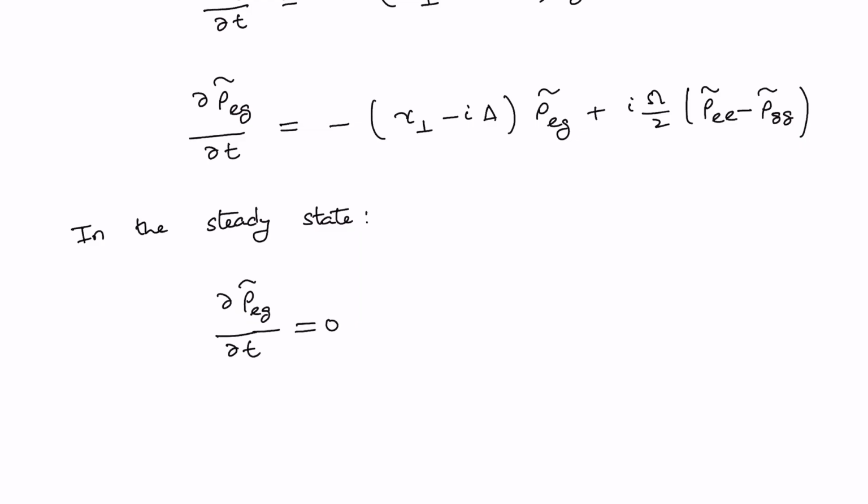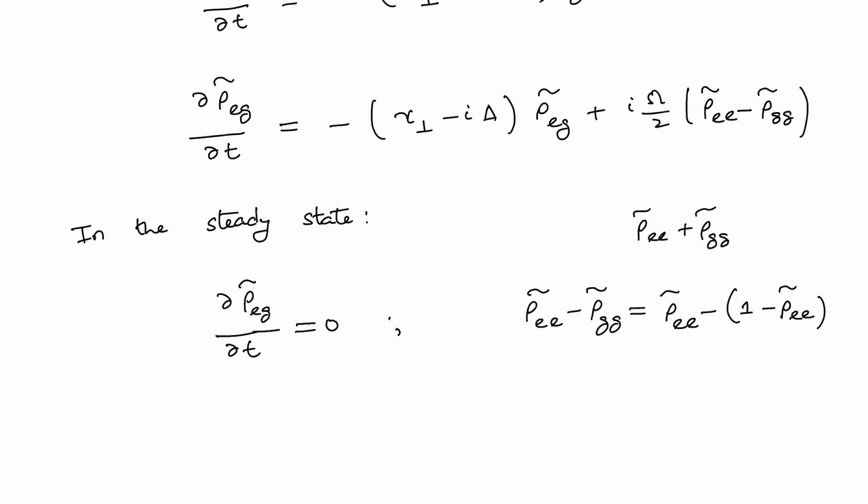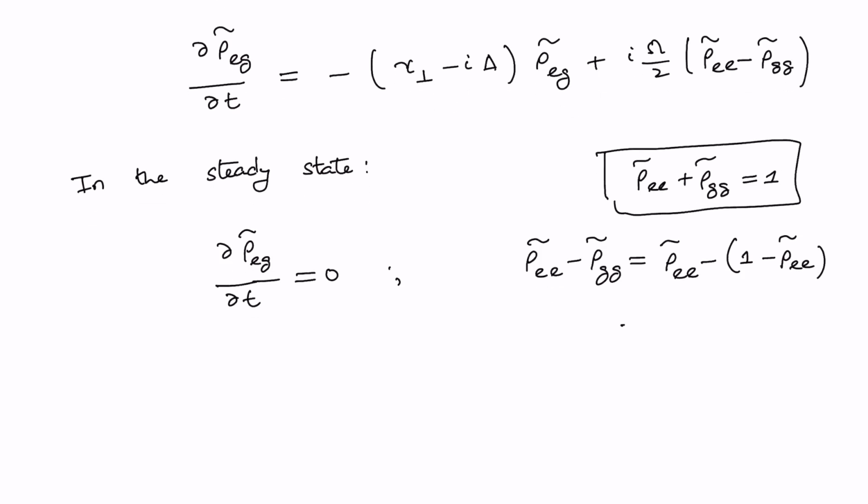right? And also I'm going to use this fact that rho tilde EE minus rho tilde ZZ, I can write it as rho tilde EE minus (1 minus rho tilde EE), because rho tilde EE and rho tilde ZZ are populations, so rho tilde EE plus rho tilde ZZ is equal to 1. So using this, I can write rho tilde EE minus rho tilde ZZ as 2 rho tilde EE minus 1. Okay, this I am also going to use.